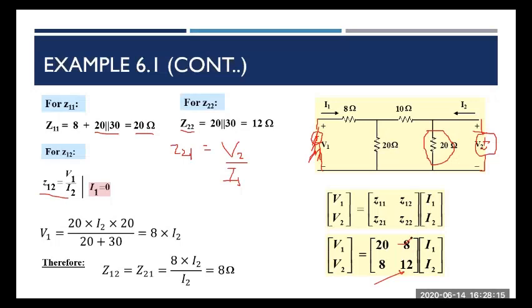So remember, by looking at these two, Z12 is now equal to Z21. So we can conclude that this circuit should have an equivalent circuit, which is the T equivalent circuit, or is actually a reciprocal two-port network. Okay, reciprocal because your Z12 is equal to Z21.